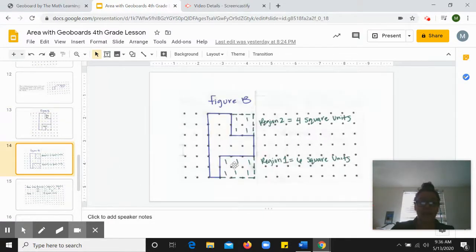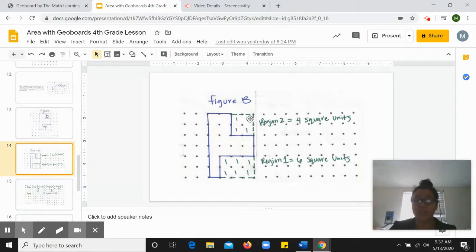Now over here, I kind of wrote little dashes in each of the square units. So we're going to add those up. This is region 1, and we're going to add 1, 2, 3, 4, 5, 6. So if you can see, this is one little square. This is one little square unit. There's 6 square units in region 1. So I wrote it out right here. Region 1 equals 6 square units.